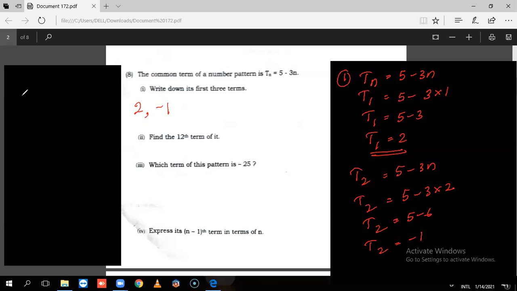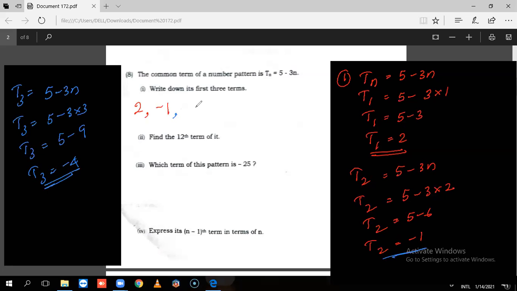T3, the third term. General term 5 minus 3n. T3 equals 5 minus 3 into 3. T3 equals 5 minus 9. T3 equals minus 4. Then 2, minus 1, minus 4. These are the first three terms of this pattern.